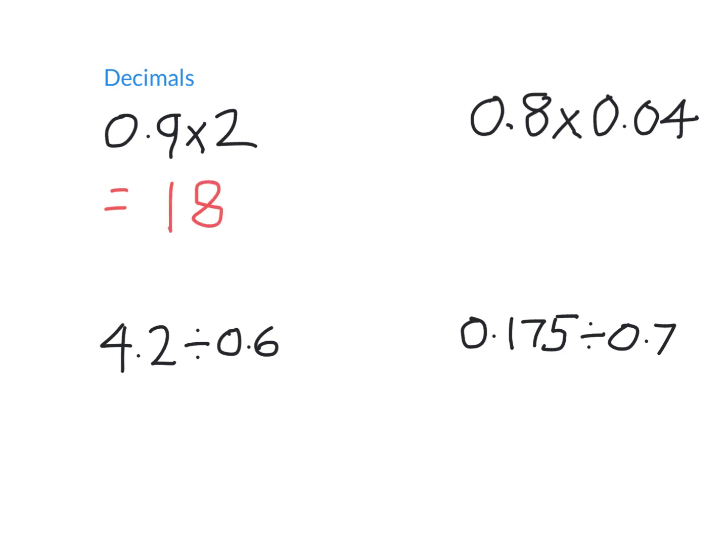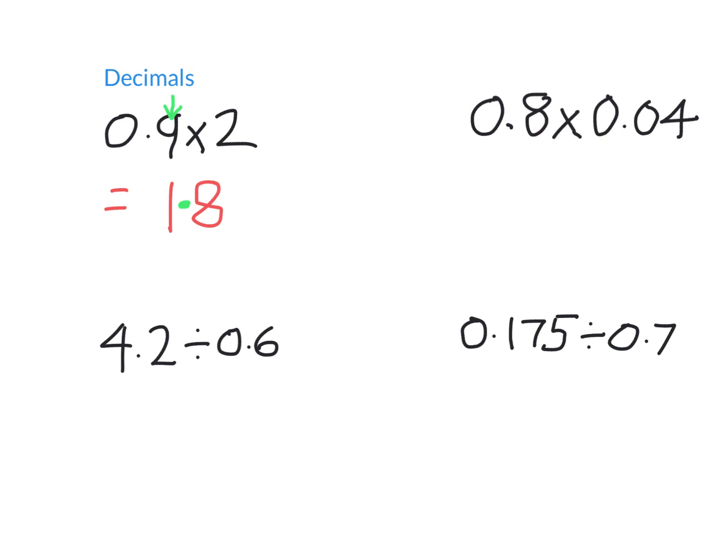So 9 times 2 is 18. Now what we have to do is make sure that our answer has the same number of digits after the decimal place as the question. What does that mean? Well, that means in the question I had 1 digit after the decimal place, so my answer needs 1 digit after the decimal place. My answer is 1.8.